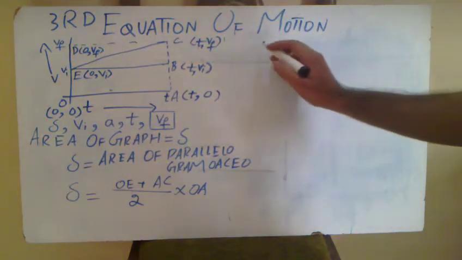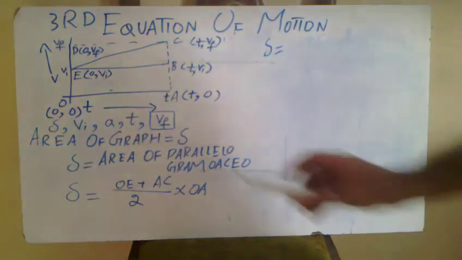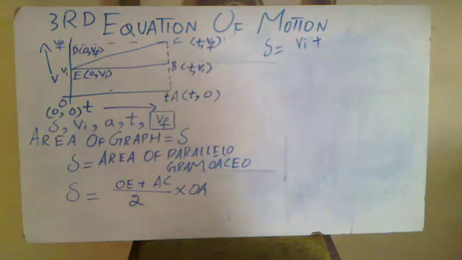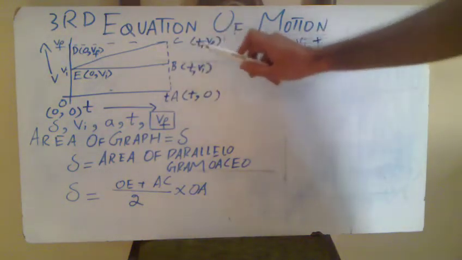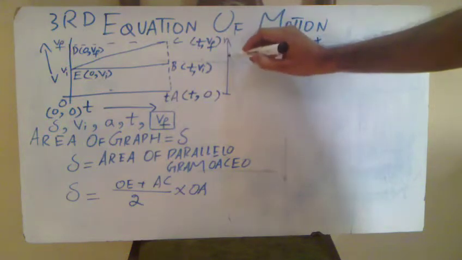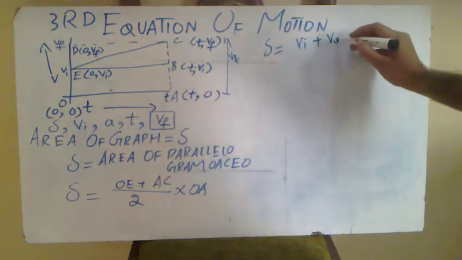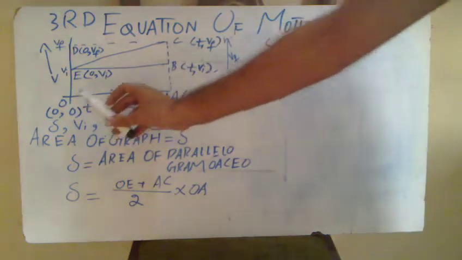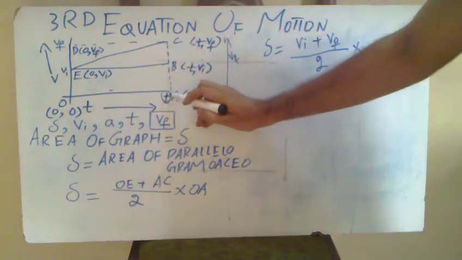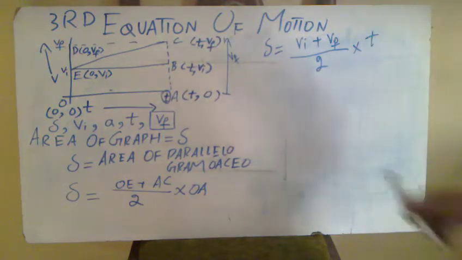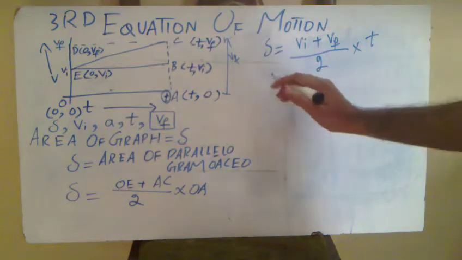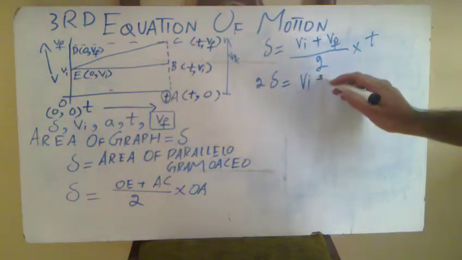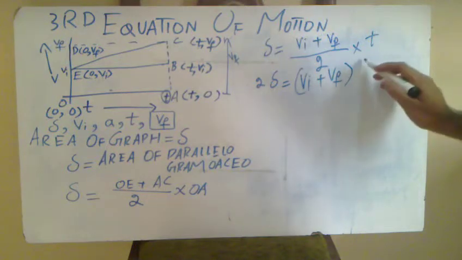So S will be equal to OE. From O to E we have this distance Vi, plus AC, A to C is this Vf along the Y axis, Vi plus Vf divided by 2, multiplied by this OA, which is actually giving us this T. So 2 is dividing here, we will write it on the left hand side. It will multiply by S. So 2S equals Vi plus Vf into T.